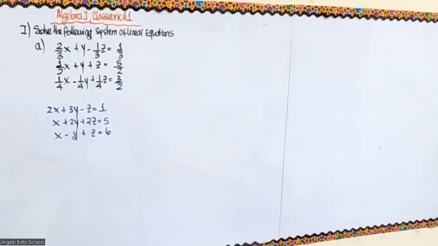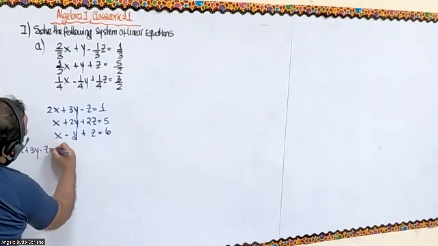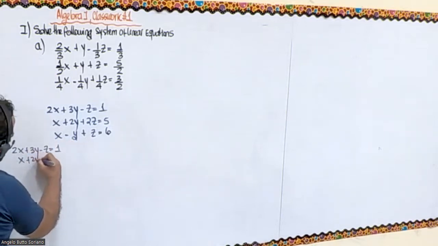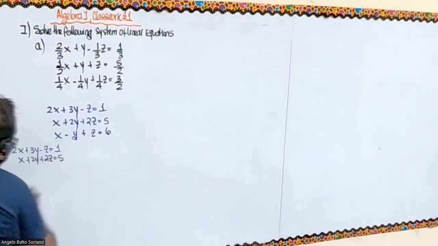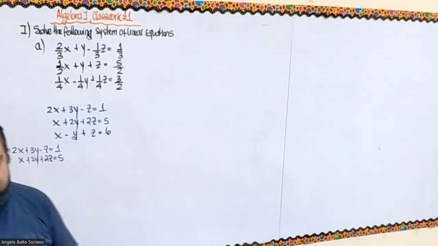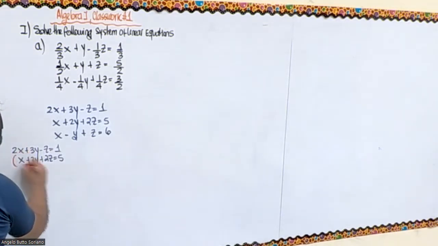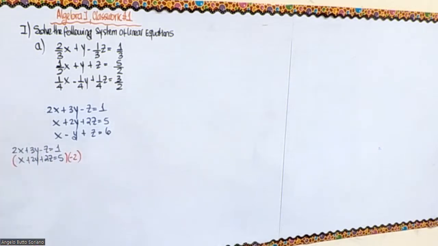How can we proceed? We can take the first equation, 2x plus 3y minus z equals 1, with the second equation, x plus 2y plus 2z equals 5. And we're supposed to eliminate or cancel the letter x. How can we do that? Simple. We can multiply the downward equation by -2.